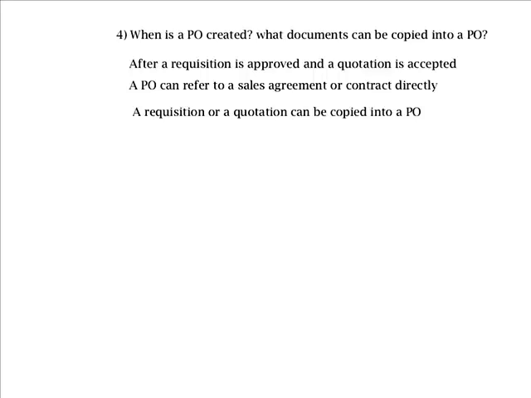If I have a sales agreement with that vendor and that sales agreement specifies a particular price, it does not specify deliveries or purchases at certain times. Anyone can purchase any time, but the company will only honor the price in the sales agreement. Now, I may have several quotations and I have approved only one quotation. That quotation can be copied into a PO. So the documents that can be copied into a PO are either a requisition or a quotation.